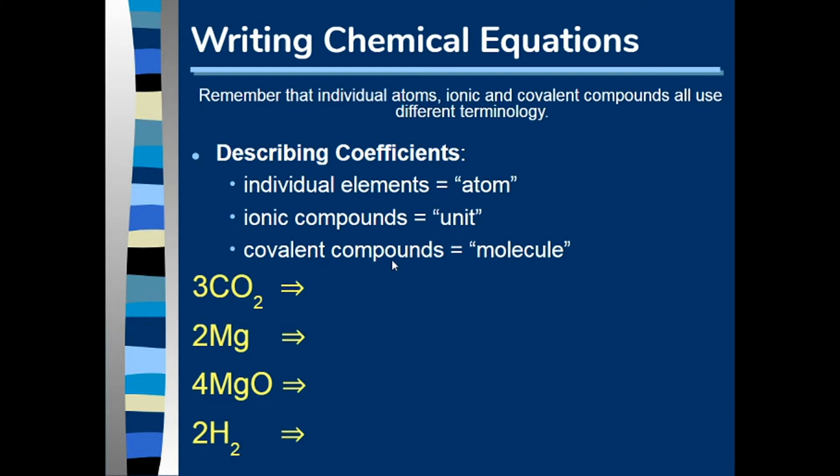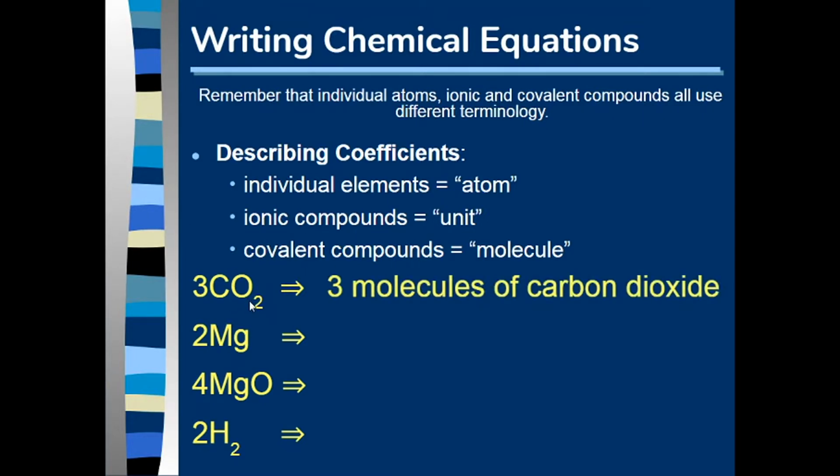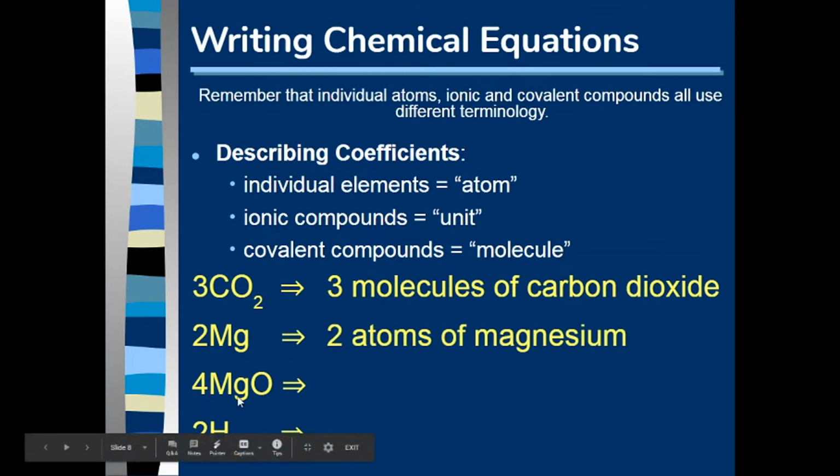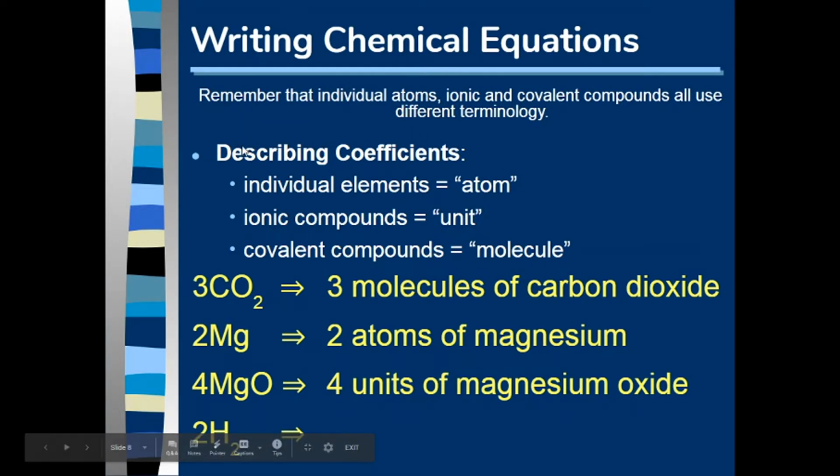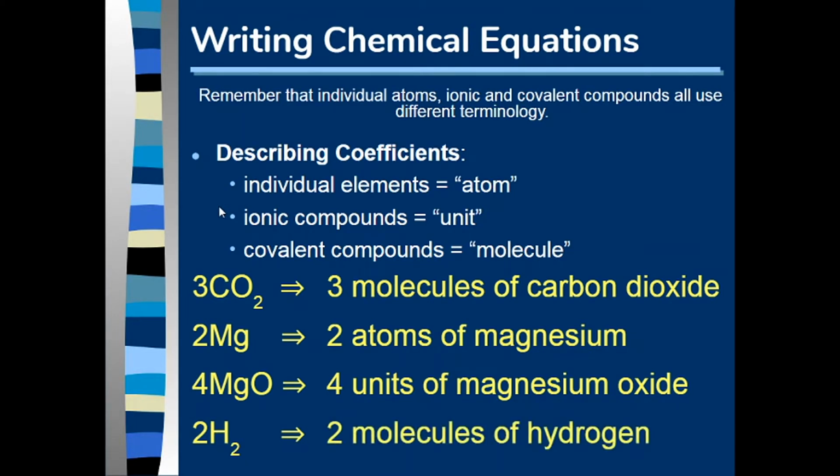Why don't you go ahead and pause right here and see if you can assign the correct vocabulary for these 4 different substances. Did you do it? All right, this first one, carbon dioxide, is covalent. So this would be 3 molecules of carbon dioxide. Magnesium is an element, so 2 atoms of magnesium. Magnesium oxide is an ionic salt, so we would use the word units. There's that stupid thing again that keeps popping up. And lastly is our diatomic hydrogen, 2 molecules of hydrogen.